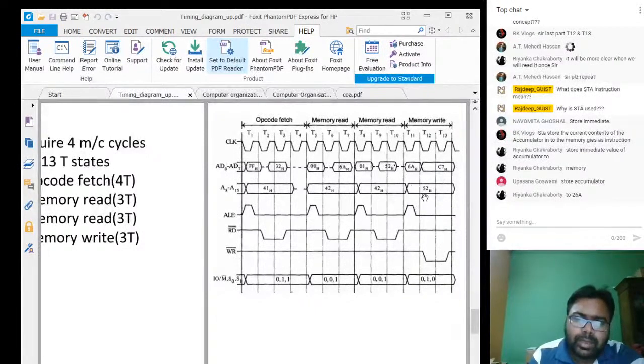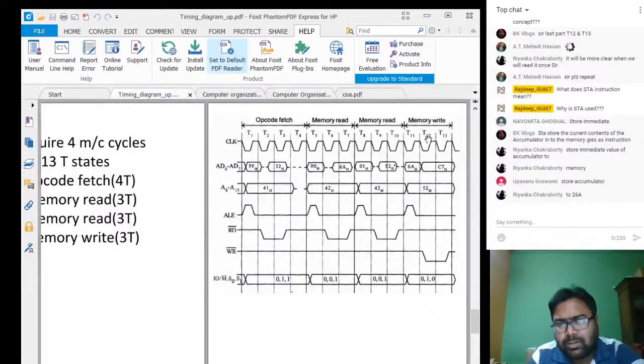Okay, next is your memory write operation. Because this is a storing operation, you have to write the content. So you see here, lower order is placed in 6A and higher order is placed in A8 to A15, which is my 52. So 52 6A. Okay, so this is the entire memory location.